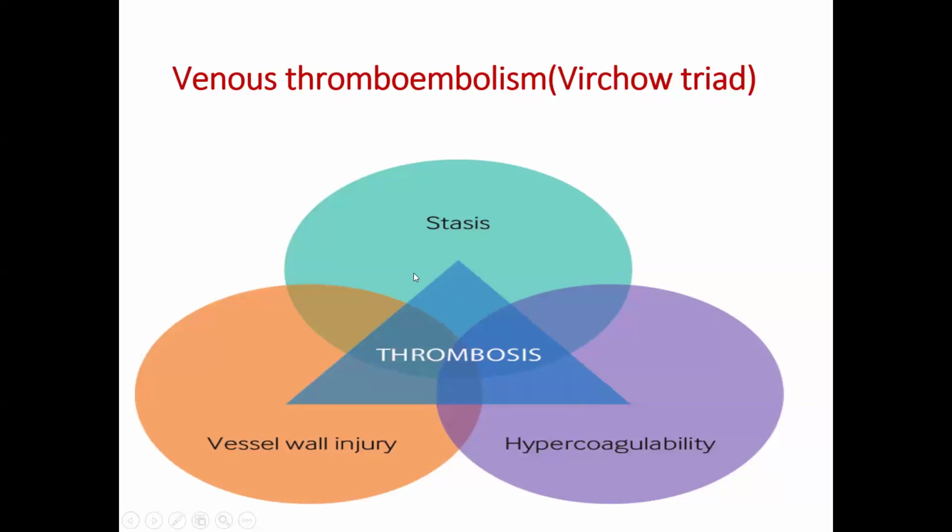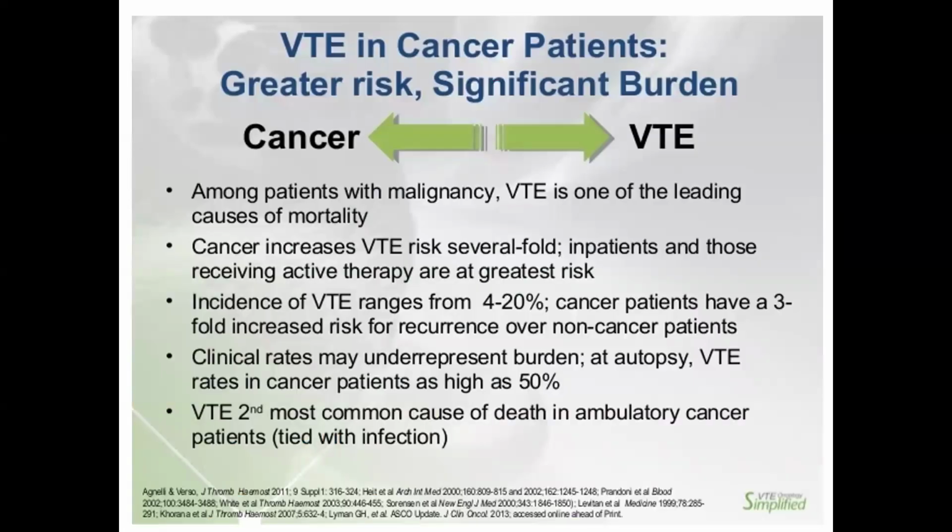Okay, let's jump into DVT. DVT is usually related to what we call Virchow's triad: stasis, vessel wall injury, and hypercoagulability. An example of this is having surgery. You will have stasis, the patient is not moving, there will be hypercoagulability, and of course, because of the trauma, the patient will also have vessel wall injury. So this will lead to venous thromboembolism.